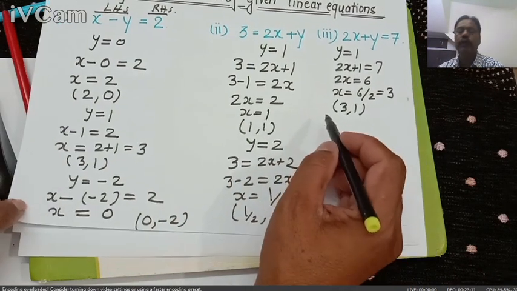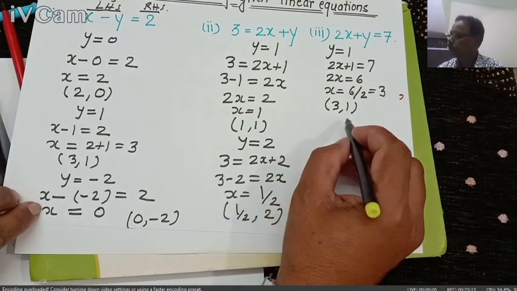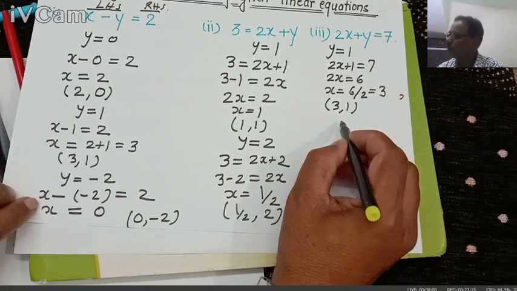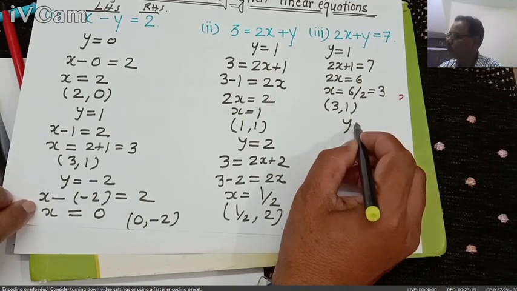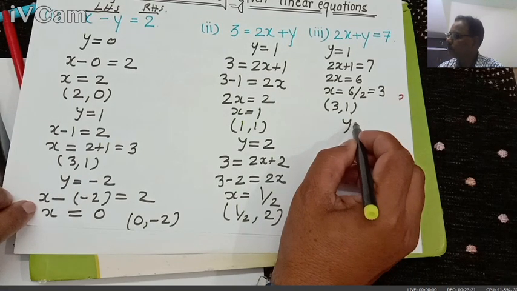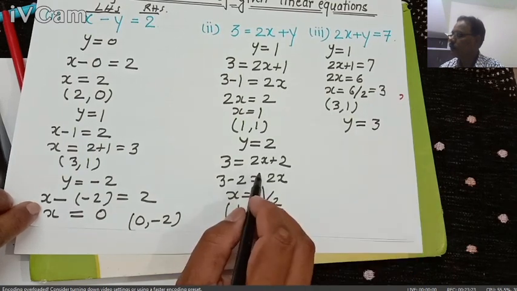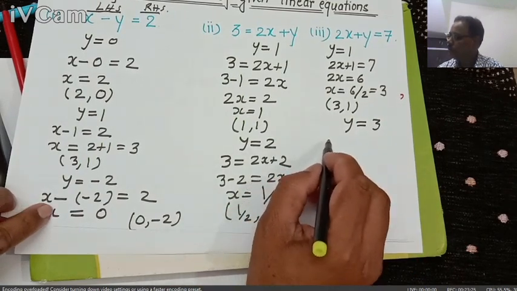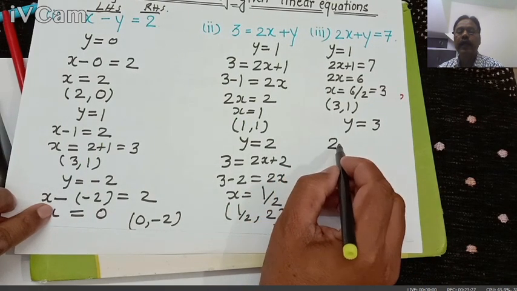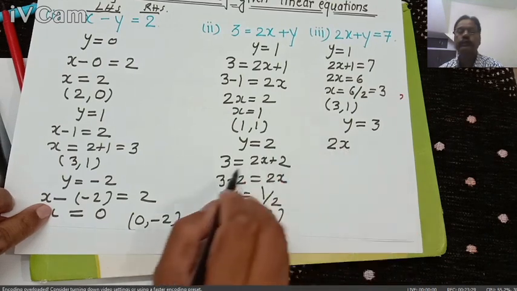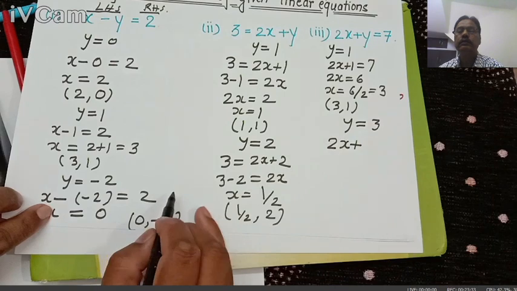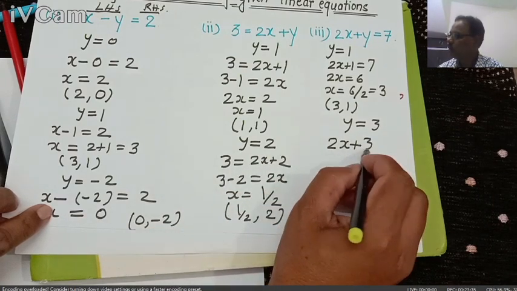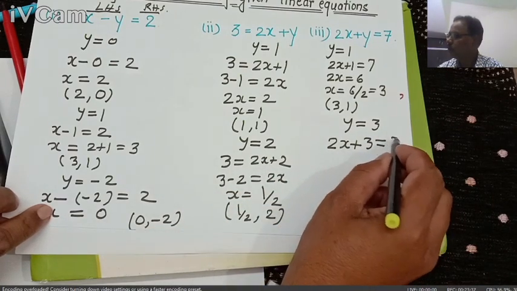Now the next solution we are going to find out. Let us put y equal to 3. Y equal to 3, so this will become 2x plus 3 is equal to 7.